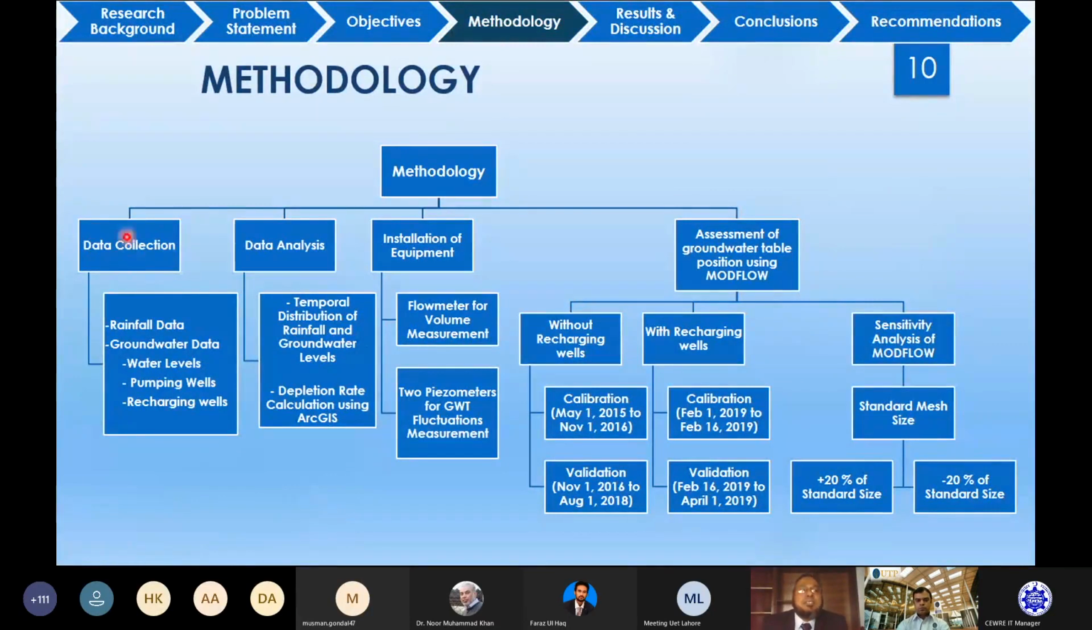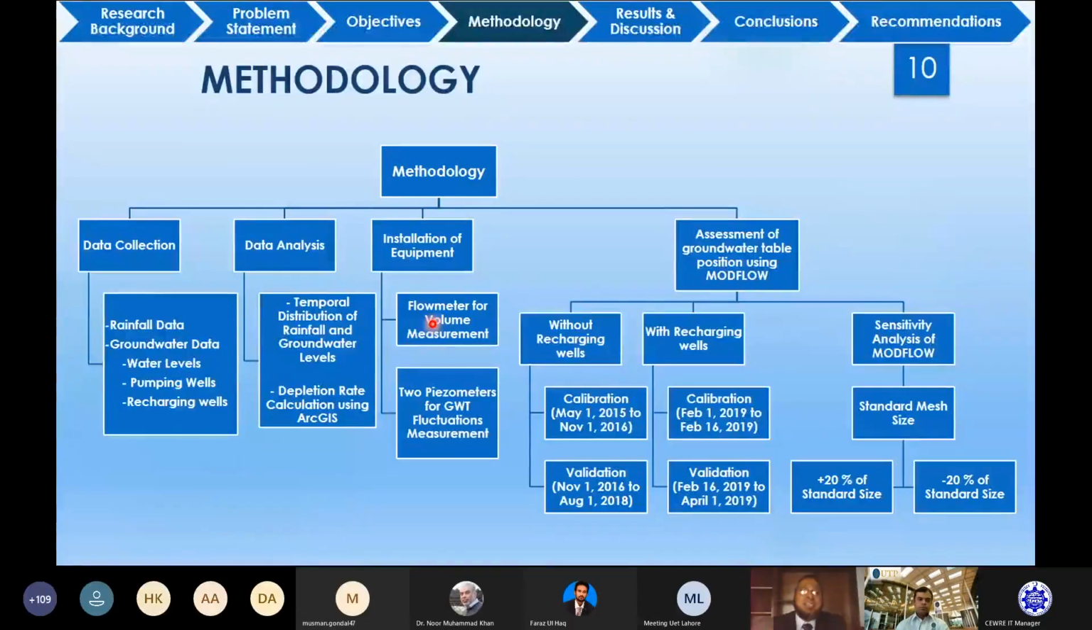Now the methodology adopted was that certain data was collected, like the rainfall data and groundwater data, which includes water levels, pumping wells, and recharging wells. In the data analysis, temporal distributions of the rainfall and groundwater levels were computed and plotted, and the depletion rates were computed for the groundwater table.